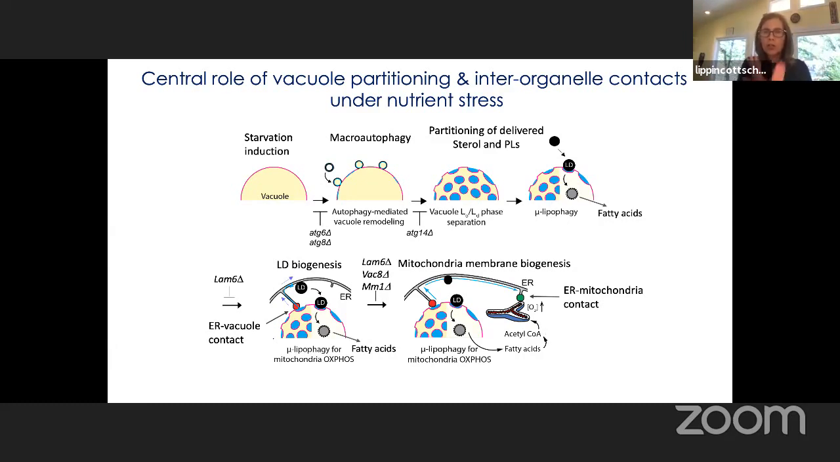When there's no glucose, there's no glycolysis. So the only way the cell can make ATP is through oxidative phosphorylation in the mitochondria. And that oxidative phosphorylation requires these fatty acids to be released from the vacuole.